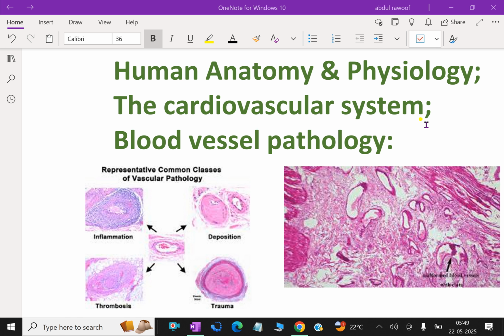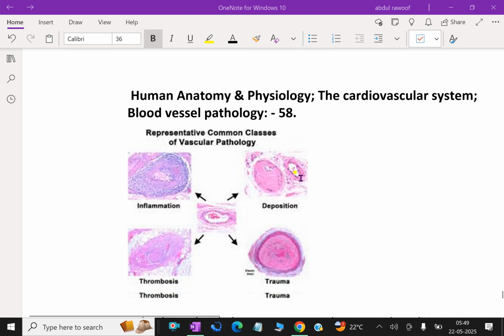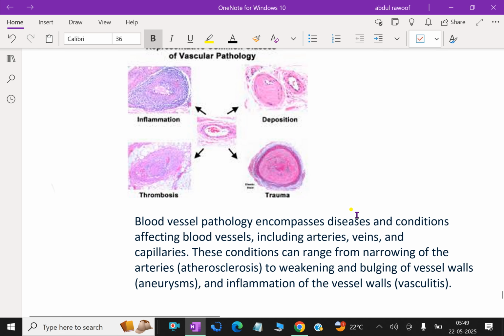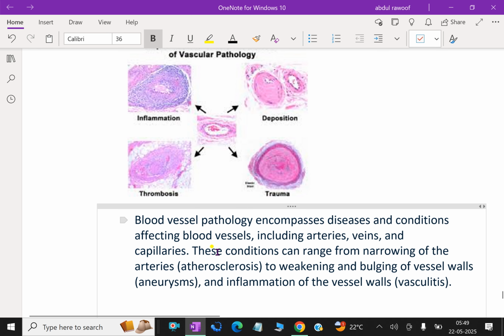Now we'll discuss a little further about blood vessel pathology. Blood vessel pathology encompasses diseases and conditions affecting blood vessels, including arteries, veins, and capillaries. These conditions can range from narrowing of the arteries, that is atherosclerosis, to weakening and bulging of vessel walls, that is aneurysms, and inflammation of the vessel walls, that is vasculitis.